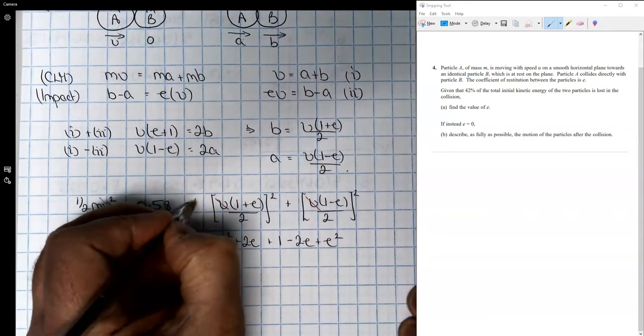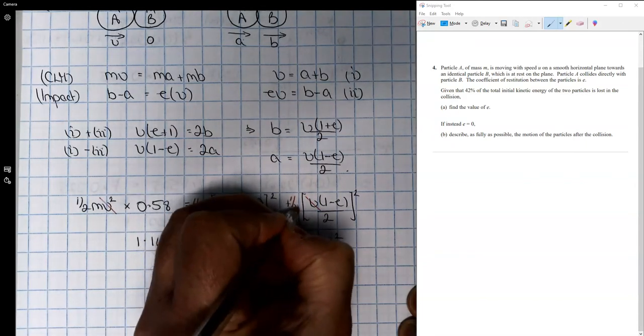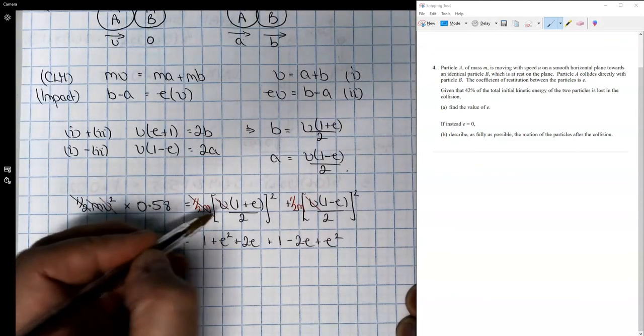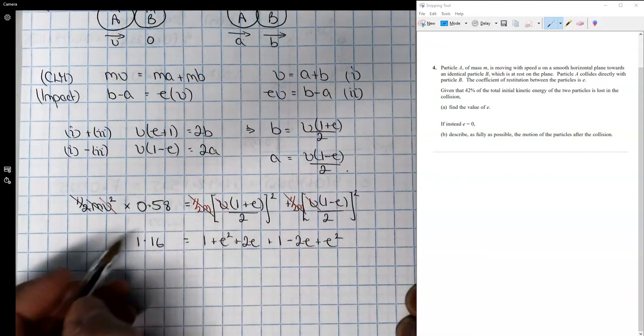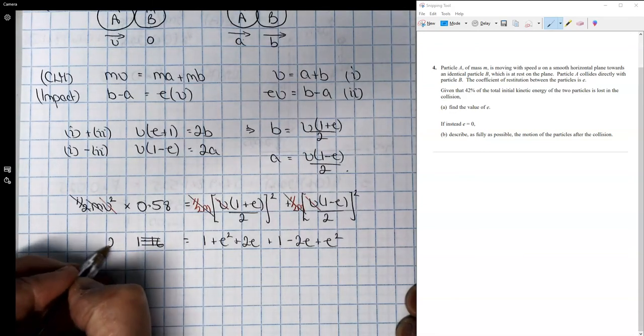Sorry, I've missed out the half m here, haven't I? Half m velocity squared, half m. Okay, so the half m cancels. Now I times by 4, I can get that. I get 2.32.